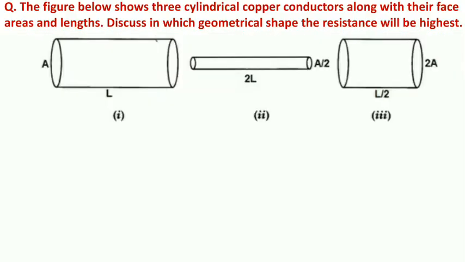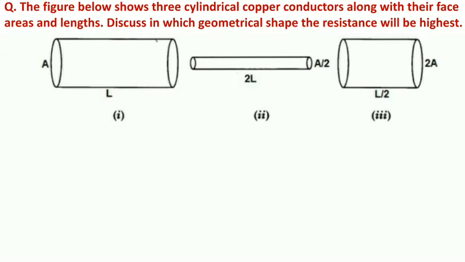The figure below shows three cylindrical copper conductors along with their face areas and lengths. Discuss in which geometrical shape the resistance will be the highest. So in these three cylinders we have to find which one has the highest resistance. These three cylinders are made of copper.